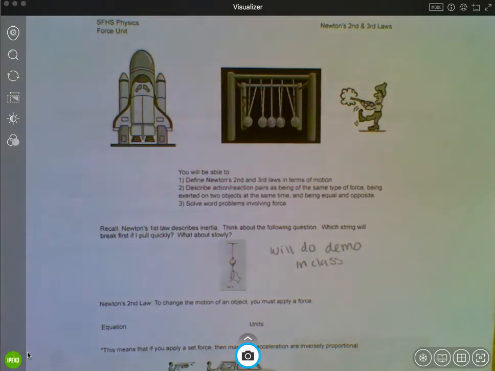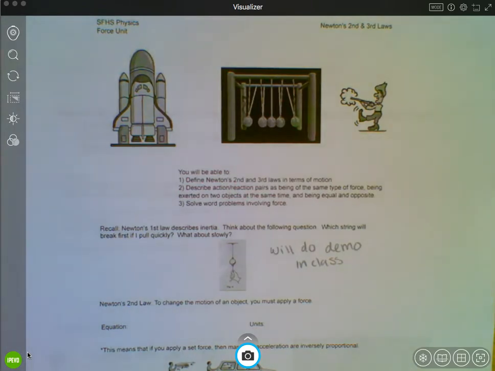All right, guys, this is Unit 3, Video 1. This is the second lecture of the unit, the first one we did in class. This lesson is going to talk about Newton's second and third laws. Remember last class we talked about Newton's first law of inertia, and we're going to talk about action-reaction pairs as being the same type of force, and we're going to solve some word problems involving force, okay?